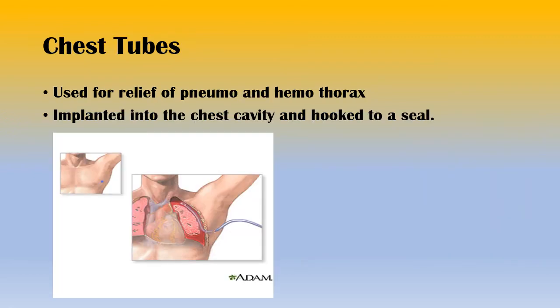Chest tubes are something that we can take in the C3IFT transport environment. It's used for relief of a pneumo and a hemothorax. It's implanted into the chest cavity and hooked to a thoracic. It's a liquid device that equalizes the pressure in the chest and allows blood and air to drain out.